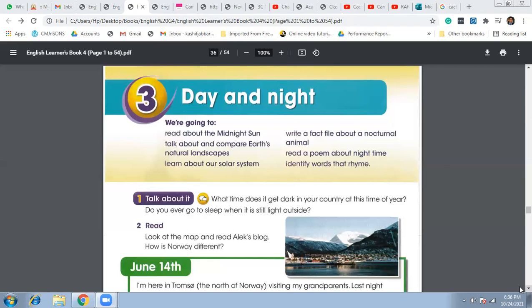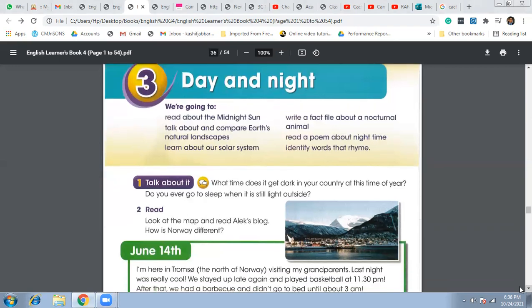So in the beginning of the class, I asked you what time it gets dark in your country at this time of the year. In our country, like Saudi Arabia and many other countries in the world, it gets dark right after the Maghrib prayer, right? But in Tromsø, which we are going to study today, the situation is quite different, right?